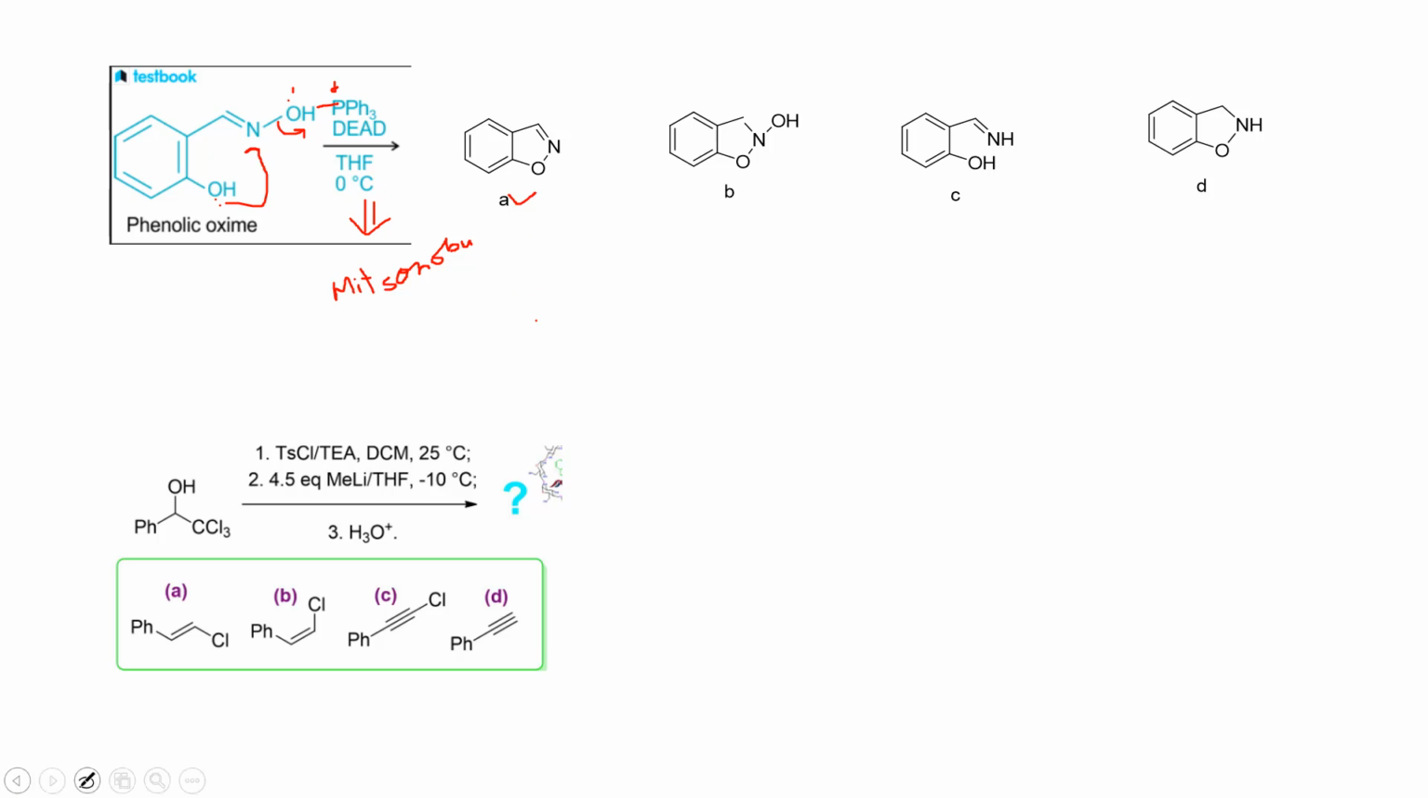Let's go to our next question. So let's go step by step. First, they have added TsCl, so it will become OTs. Now I'm just trying to draw it in the open so that it is easier to understand. Now they have added 4.5 equivalents of methyllithium, so that means we are adding methyllithium in excess.